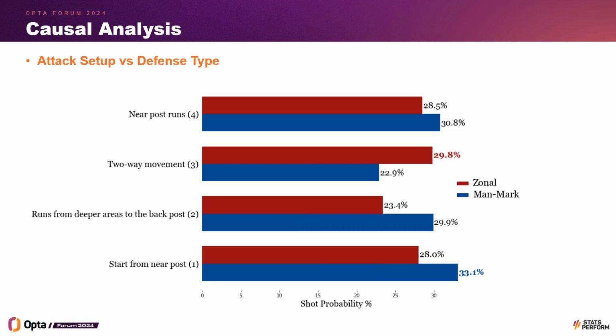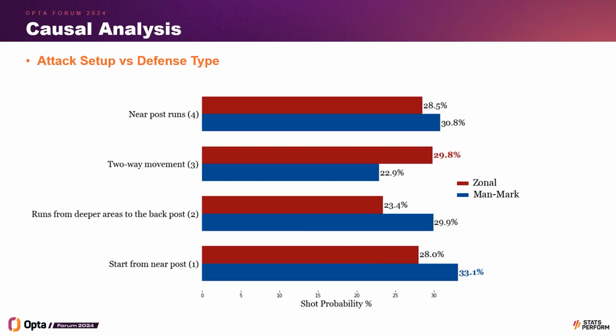We can do a similar comparison for attack setup versus defensive setup. Here we can see that, as pointed out earlier, there wasn't much difference found between the shot attempts under various corner types and various defense types, and we can see the result here as well, with the shot attempts being fairly close against zonal as well as man-marking.